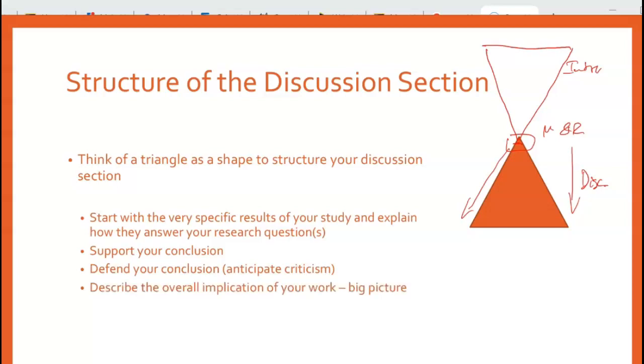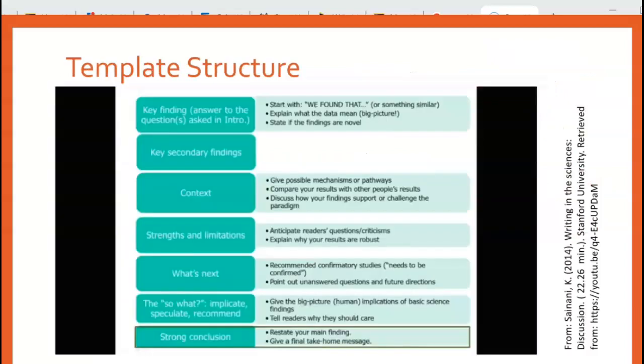And then you're also going to need to describe the overall implication of your work, the big picture of the study. And that's, of course, the bottom of the triangle, the broadest. And it comes towards the end of the discussion section. So whether you're writing or reviewing somebody's empirical work, those are the things to pay attention to.